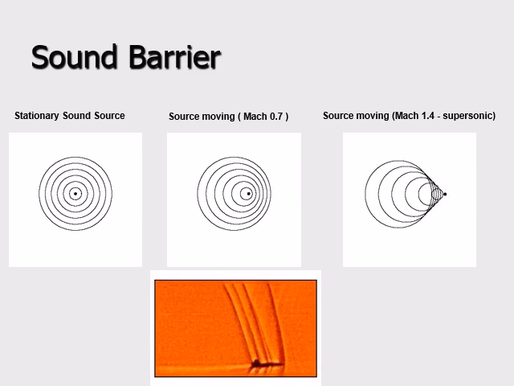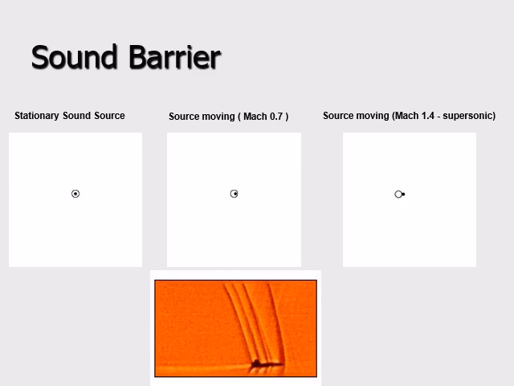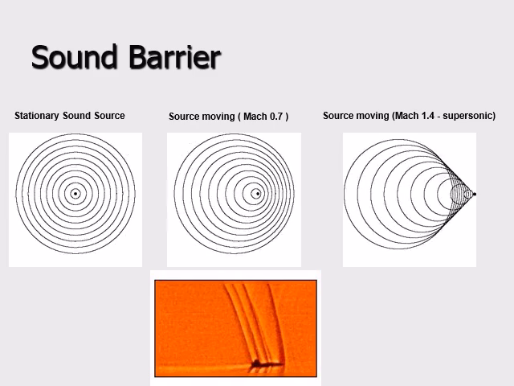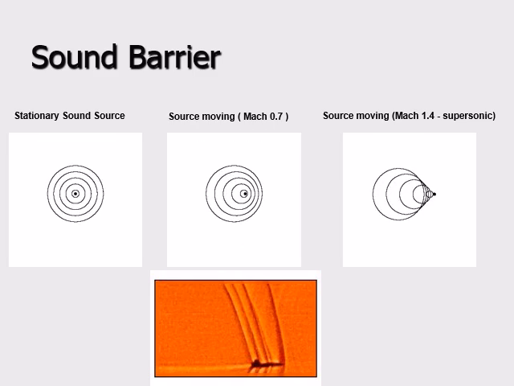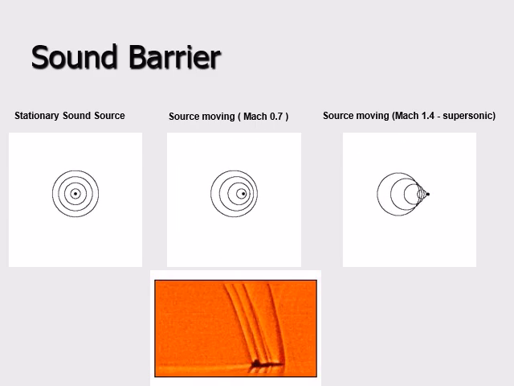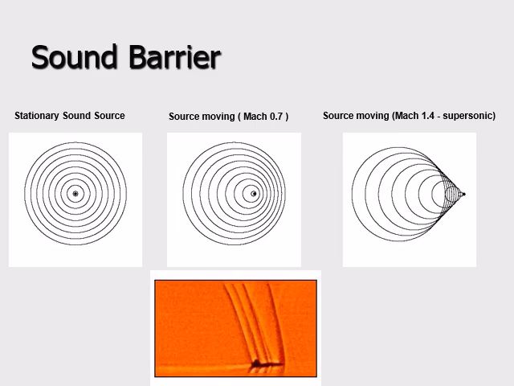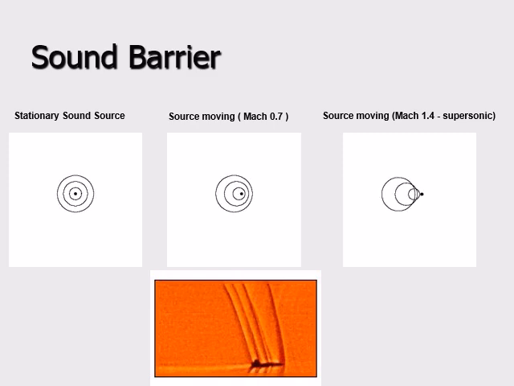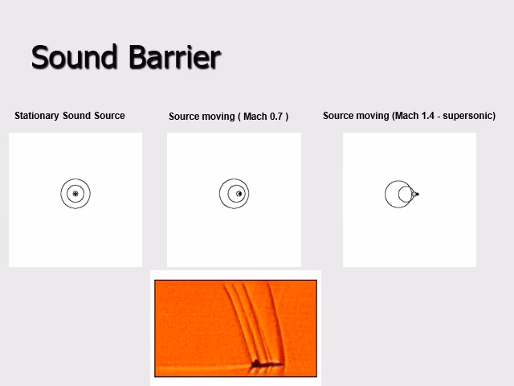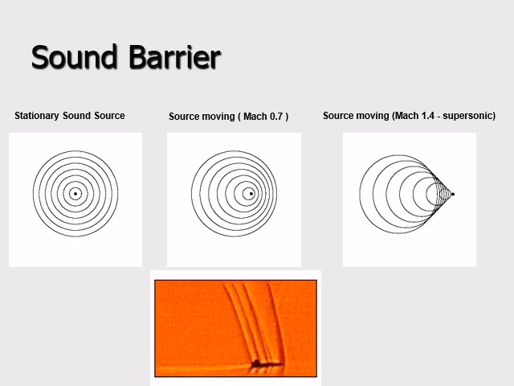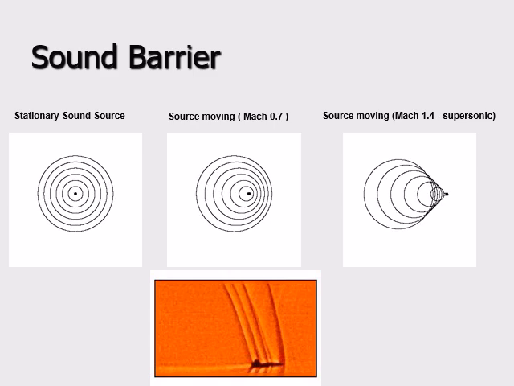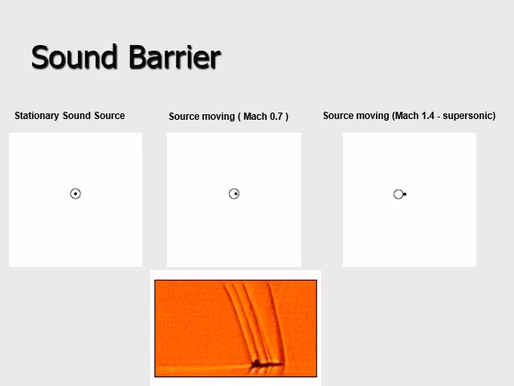A stationary source emits sound waves evenly in all directions. This slide sets the stage for understanding how sound changes when the source is in motion. At Mach 0.7, the sound waves compress in the direction of motion and spread out behind, resulting in a Doppler shift. This shift has practical applications in navigation and radar systems. At Mach 1.4, the aircraft is traveling faster than the sound it generates, creating shock waves and a sonic boom. Supersonic flight introduces new aerodynamic challenges including heating and stability.